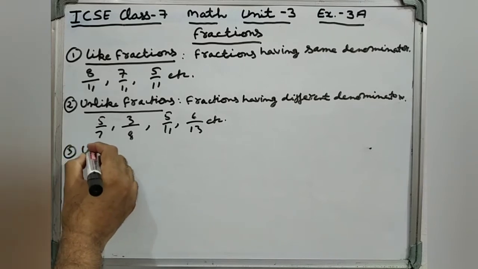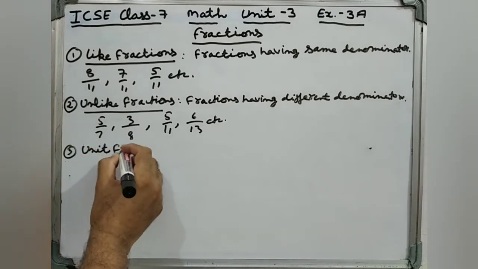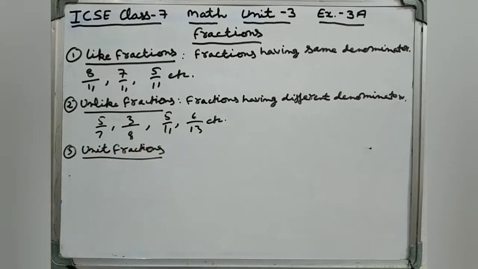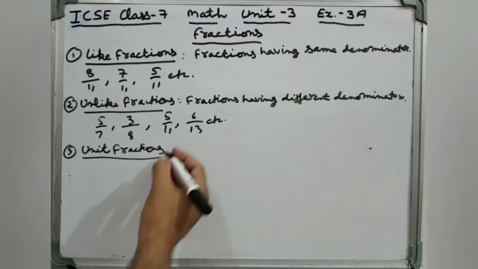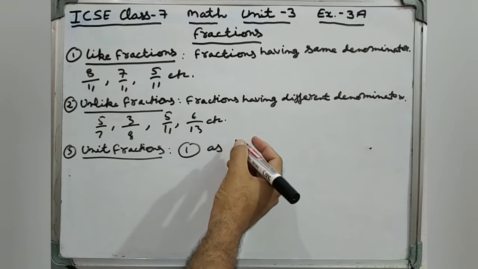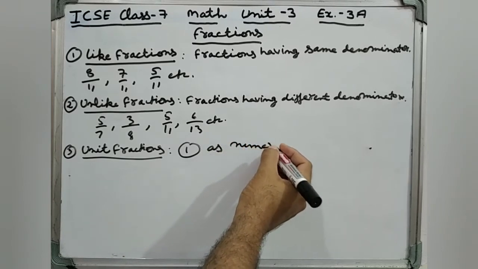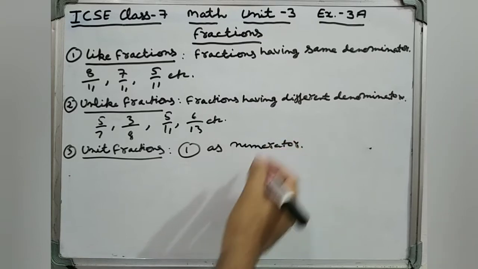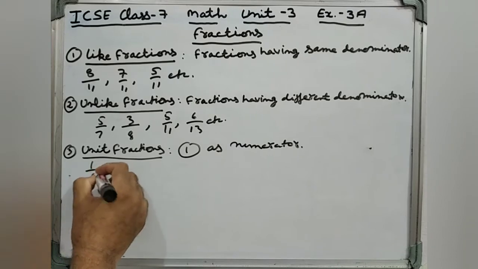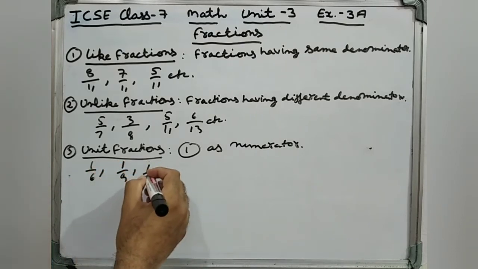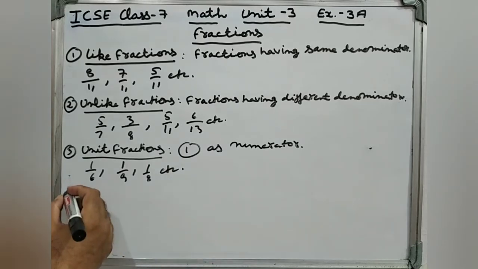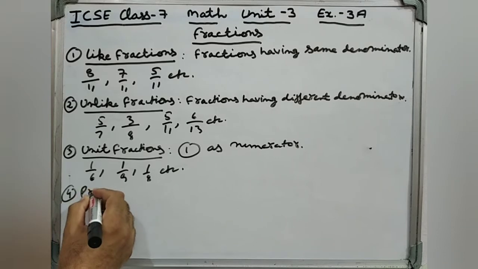Now, unit fractions. Fractions having 1 as numerator are called unit fractions, like 1 upon 6, 1 upon 9, 1 upon 8, and so on. Alright, now we move on to proper fractions.